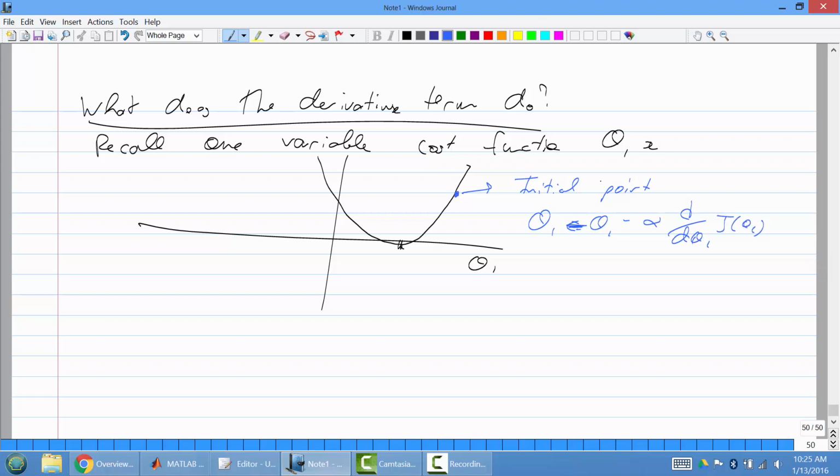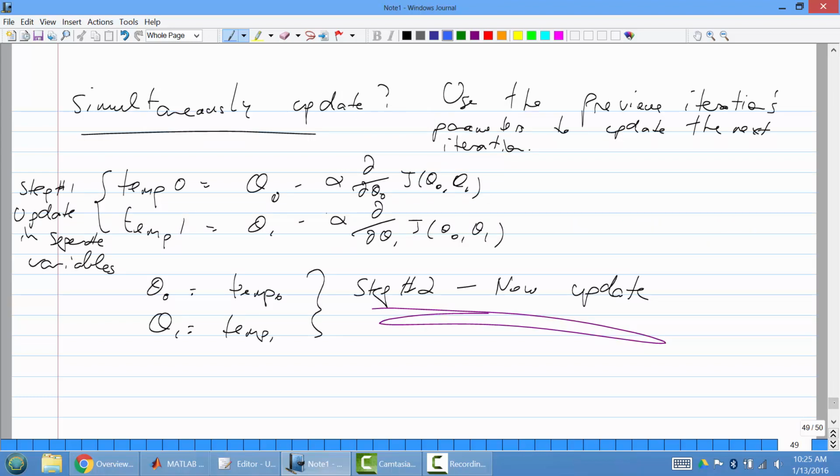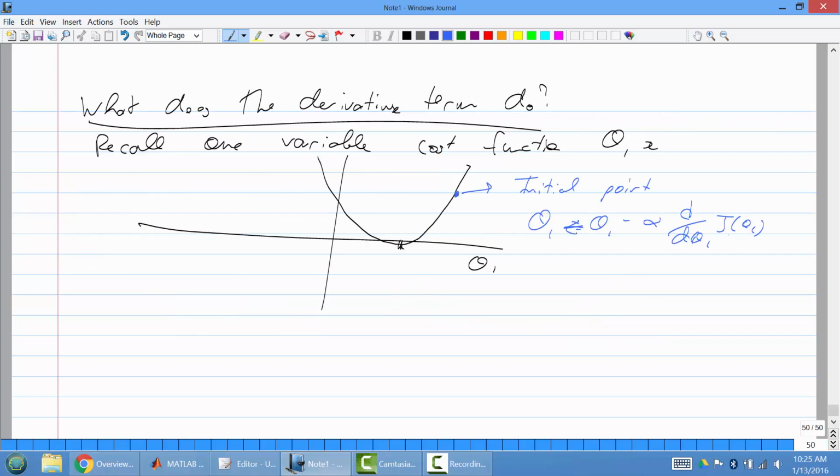Okay, if this is my initial point, this is what the update is going to be. And then this measures the slope. So in this case, over here, this is a positive slope, and this is a positive number. So if I update theta 1 minus a positive number, the parameter decreases and moves to the left. So we're going to move this way. This is what the update is going to give us.